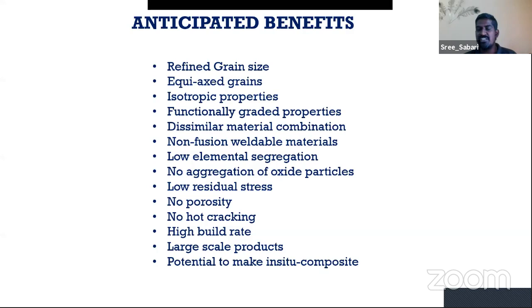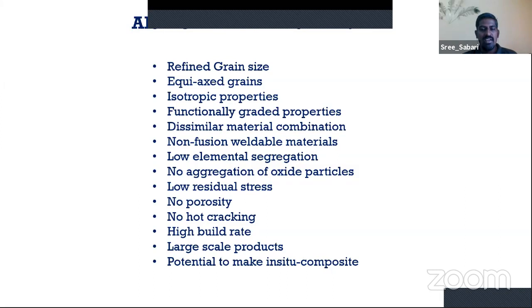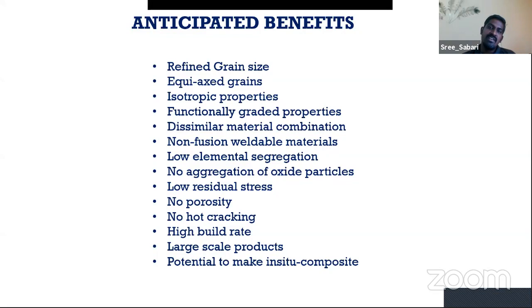Then no porosity, because you don't have melting and there is no entrapment of gas over there, so no porosity. And no hot cracking, it is a solidification related effect, and high build rate. As I told in one of the slides, you can achieve a thickness of nearly 1 mm for each layer. So you can get a high build rate and large scale products and potential to make in-situ composites. Okay, so this summarizes various benefits so that this process can fit the industrial need.